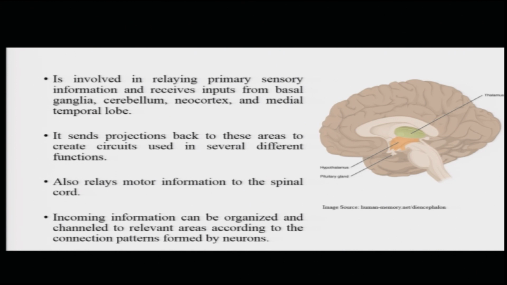Now, incoming information can be organized and channeled to relevant areas according to the connection pattern formed by the neurons. So, incoming information that is coming to the thalamus from various parts of the nervous system, from the peripheral nerves through the spinal cord, has to be organized in a particular manner and channeled to relevant areas as per the need, as per the priority.